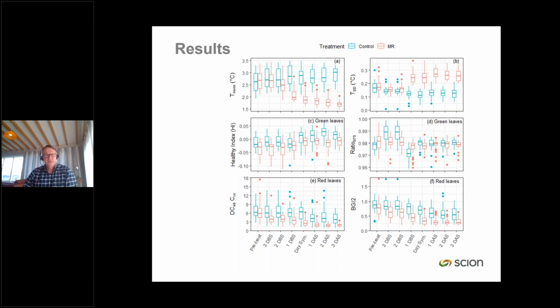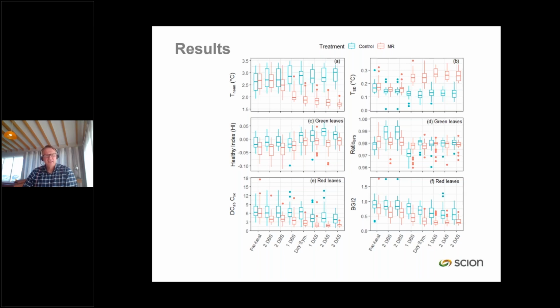If we go to the next level down, we're looking at variation in healthy index, and generally healthy index declined below that of the control after the inoculation. And if we go across to ratio 975, you can see that this declined below that of the control after inoculation, but then increased again at 1 day before symptoms before leveling out with the control after that point.